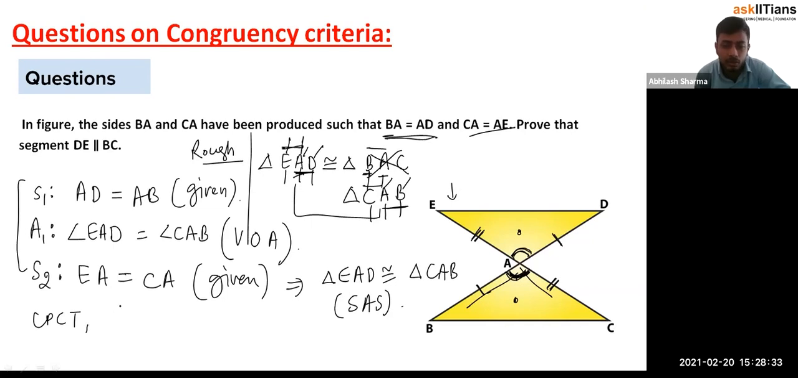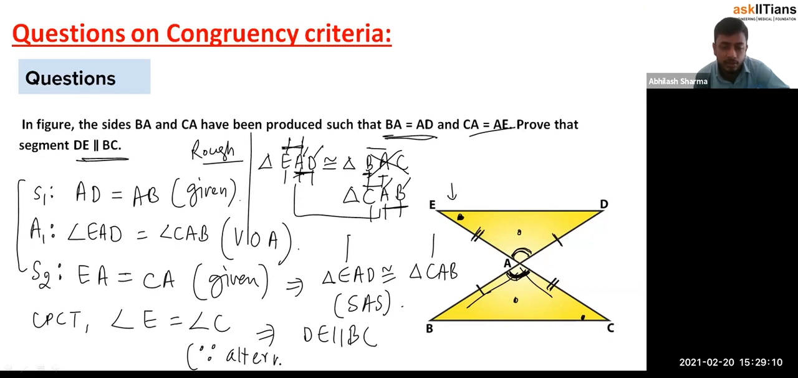Now by CPCT we can say that angle, what will be this angle? Look, if we want to prove these two lines parallel, can we say we want to prove this angle and this angle are equal? Because if alternate interior angles are equal, then lines are parallel, right? So by CPCT, what should we call this angle here? Either we can call just angle E, and here we will get angle C. Angle E equal to angle C, correct? So this implies that DE will be parallel to BC since they are alternate interior angles.